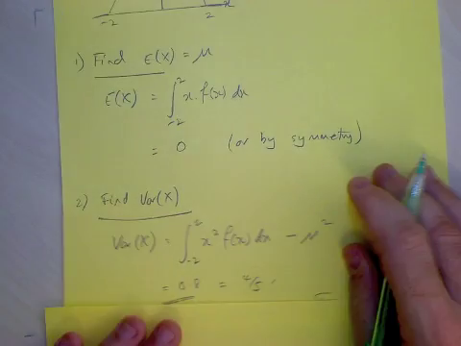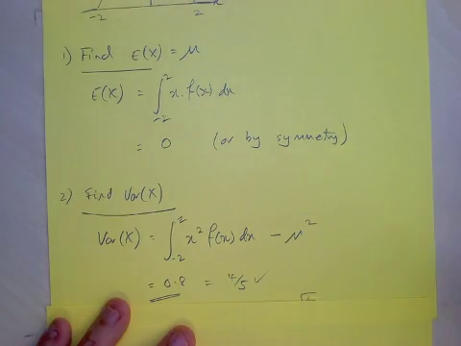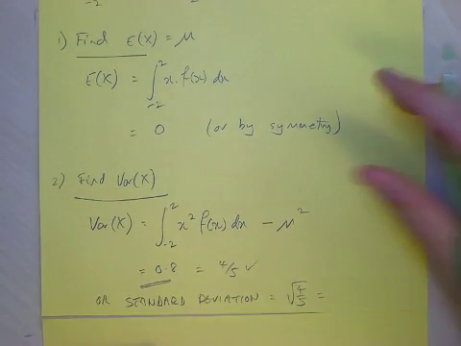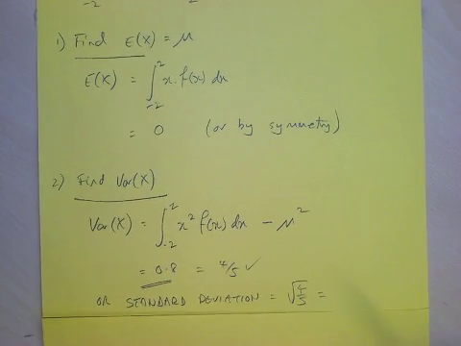So I've got the variance of this continuous random variable. If I'm asked for the standard deviation, it's just a case of recalling that the standard deviation is the square root of the variance.